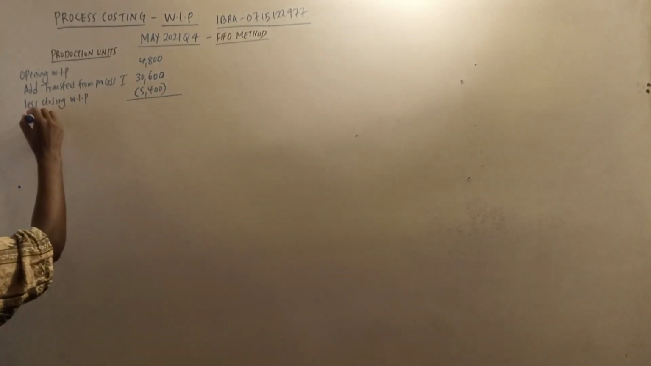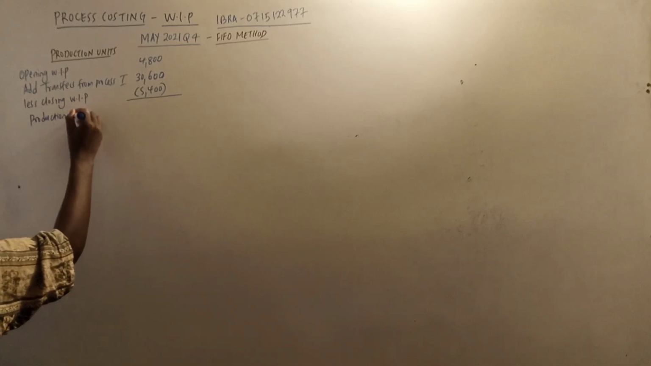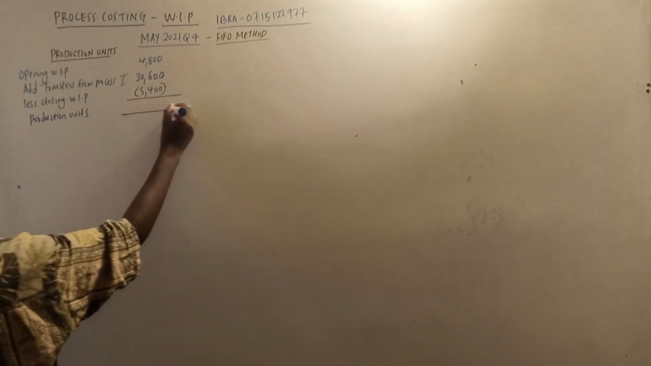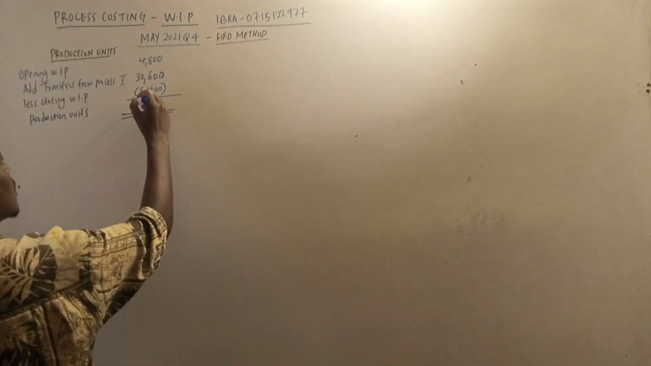So that we can get production units. How much would that be? Production units: 4,800 plus 3,600 minus 5,400. I'm getting 30,000 units.